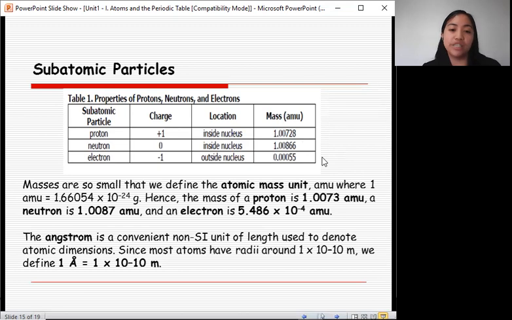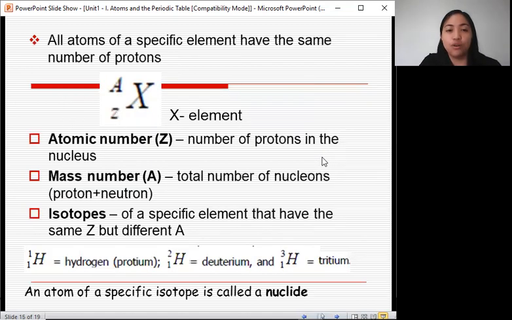So the angstrom is a convenient non-SI unit of length used to denote atomic dimensions. Since most atoms have radii around 1 times 10 to the negative 10 meter, we define 1 angstrom is equal to 1 times 10 to the negative 10 meter. So, take note of this. All atoms of a specific element have the same number of protons. So, ang number of protons is always constant. Meaning, dili na siya mag-change.